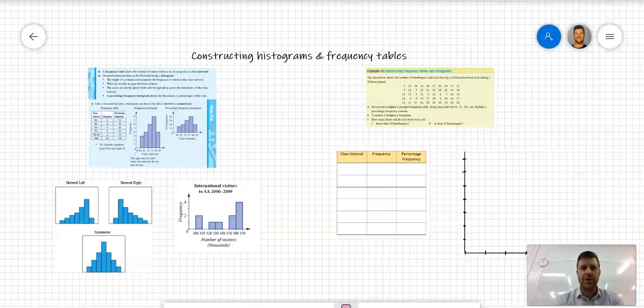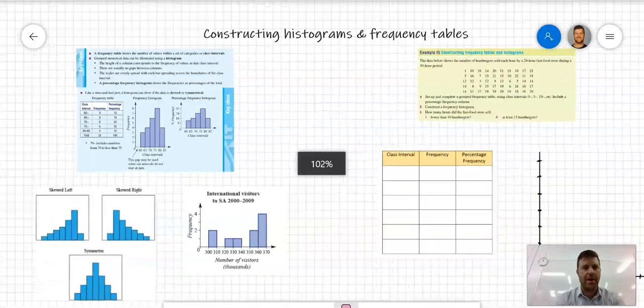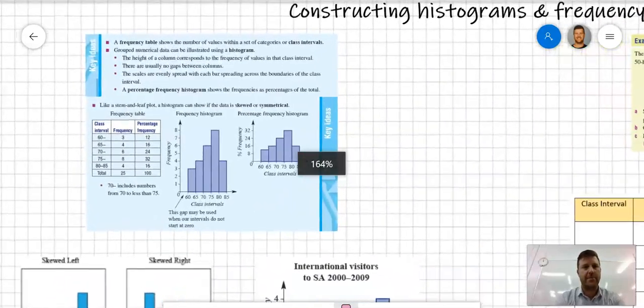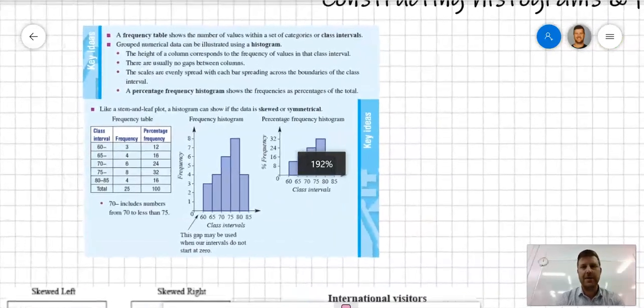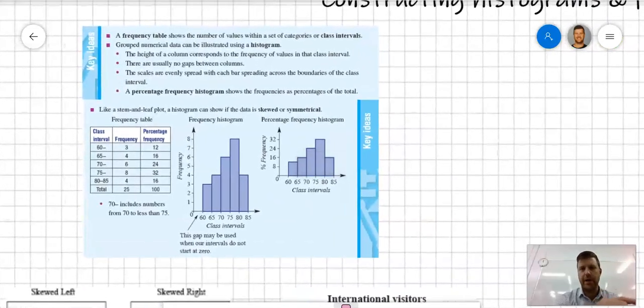In today's video I'm going to show you how to construct histograms and frequency tables from some data. Before I go into the specifics of that, I just want to talk a little bit about what frequency tables are. I've just taken the key idea section here from the textbook again. I'll go through these dot points with you guys, and hopefully it makes a little bit more sense.